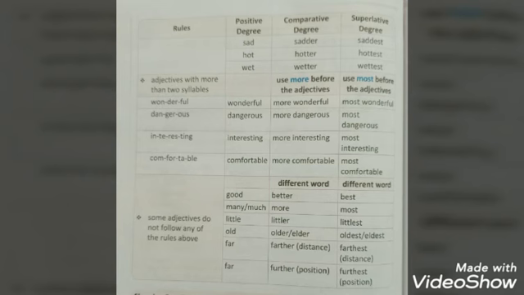Some adjectives do not follow any of the given rules. For example, good, better, best, many, more, most, much, more, most, old, older, elder, oldest, eldest, far, farther, farthest, far, further, furthest.